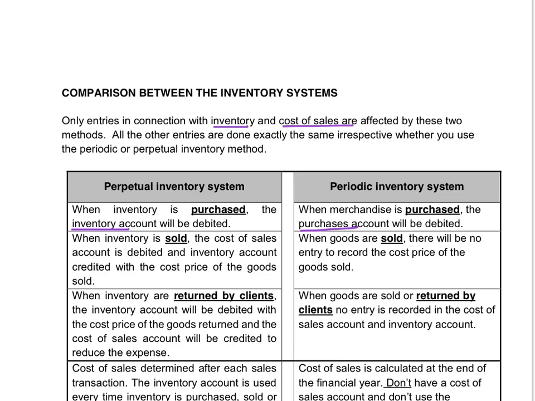When inventory is sold, the cost of sales account is debited and the inventory account is credited with the cost price of the goods. When goods are sold in the periodic inventory system, no entry will be recorded for the cost of sales.